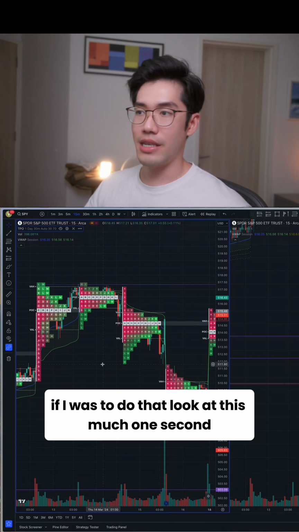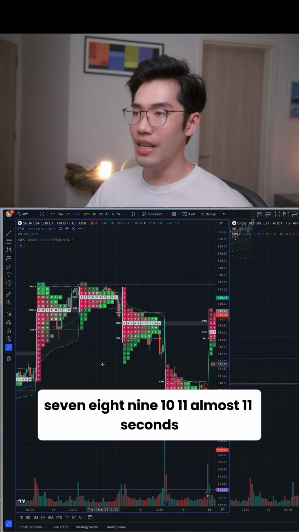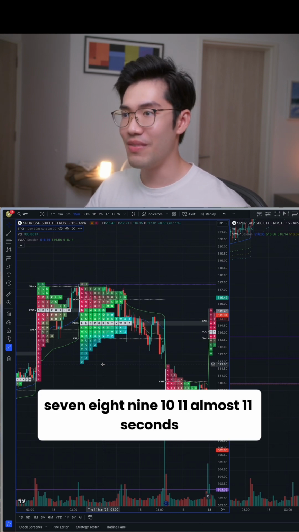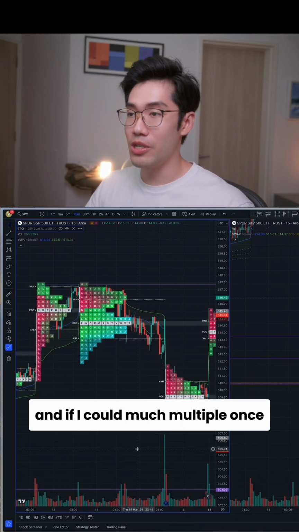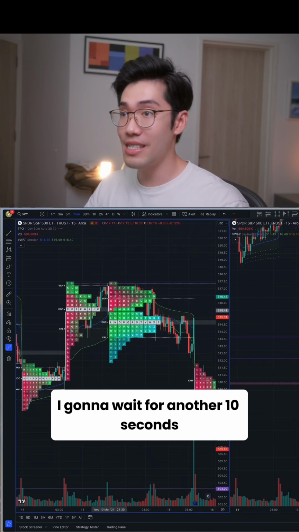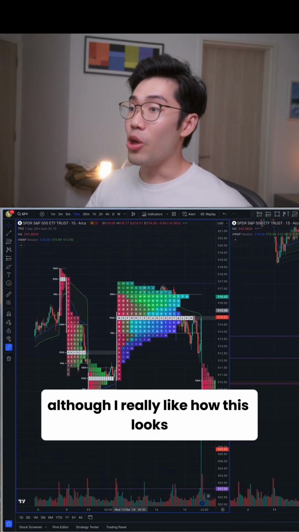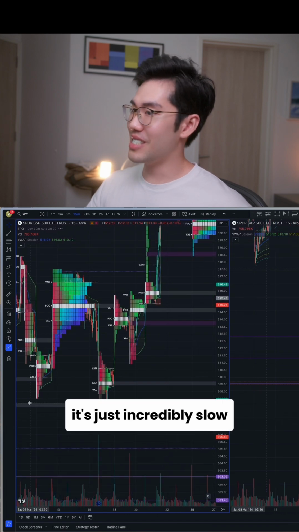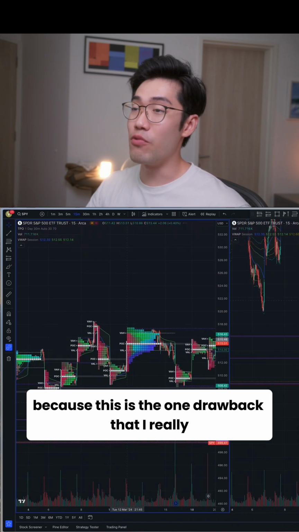Merge. It's almost 11 seconds, maybe 10 seconds before it merged. And if I've got to merge multiple ones, I've got to wait for another 10 seconds, and we're doing it in real life right now. This is incredibly slow, although I really like how this looks. It's just incredibly slow, because this is the one drawback that I really do not like.